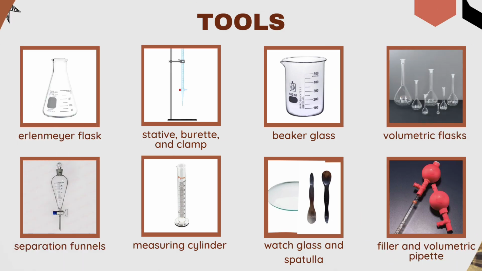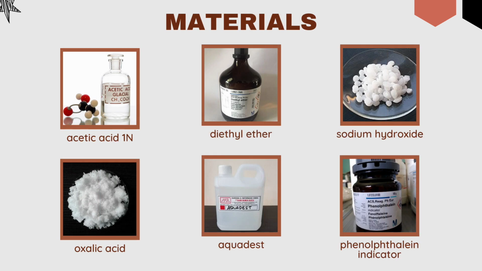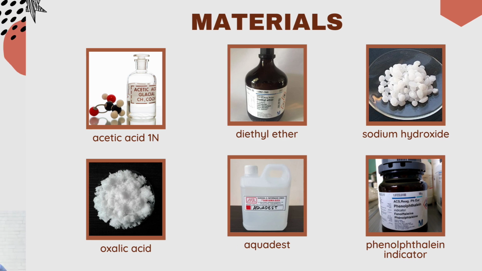Tools that we used are Erlenmeyer flask, stative, burette and clamp, beaker glass, volumetric flask, separation funnel, measuring cylinder, watch glass and spatula, filler, and volumetric pipette. And for the materials are acetic acid, diethyl ether, sodium hydroxide, oxalic acid, aqueous, and phenolphthalein indicator.